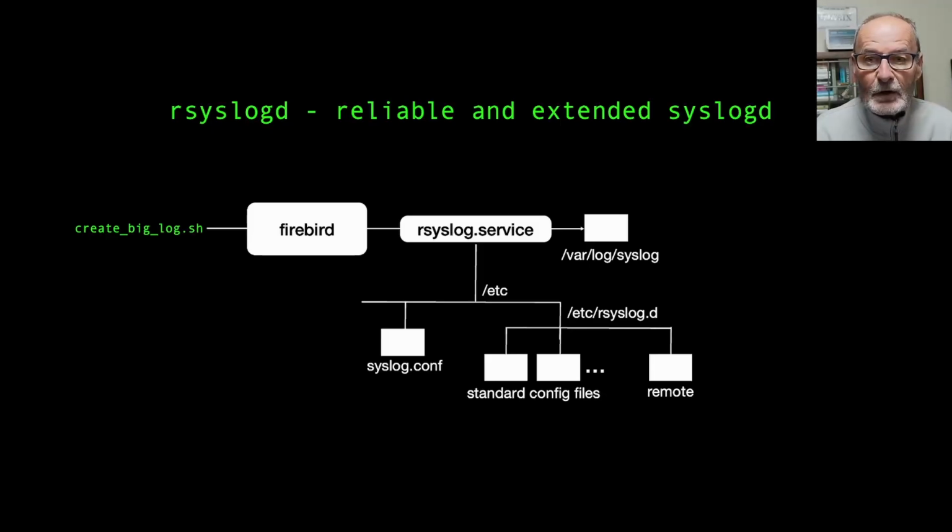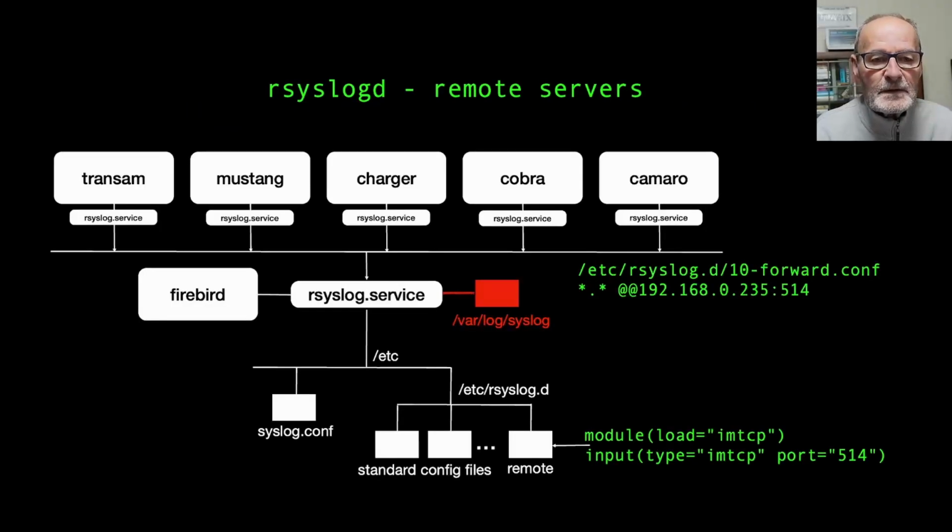So that's basically what that's all about. So that's that bit of that massive diagram out of the way. So let's now look at the next bit. And this is if we add logging from remote servers. So we've got Trans Am, Mustang, Charger, Cobra, and Camaro all logging to Firebird, and Firebird is logging as well with that create big script. So there's quite a lot of traffic coming in here. And it's going through the rsyslog service and it's updating /var/log/syslog, which is now in red because it's in danger of growing so huge that we're going to run out of space in /var. So that's the whole objective of this, obviously.